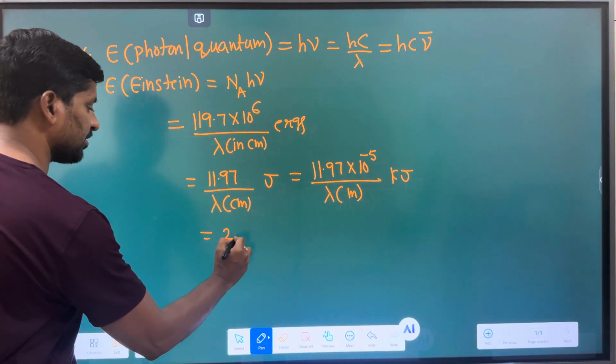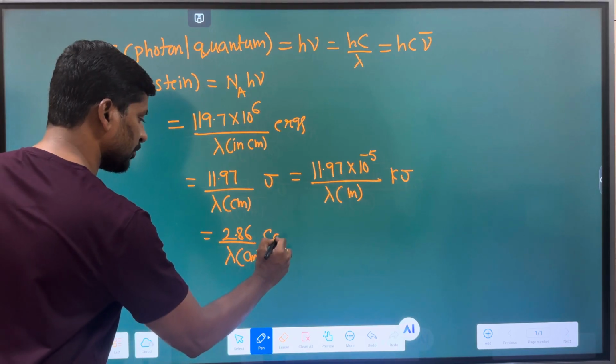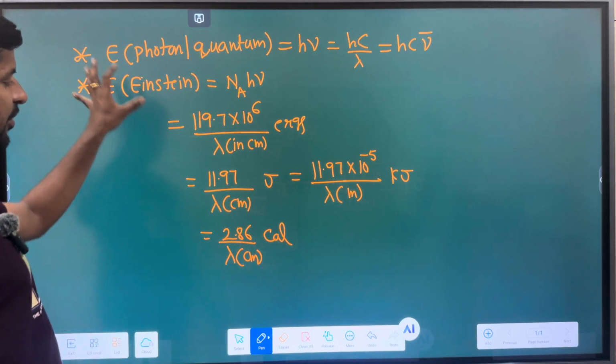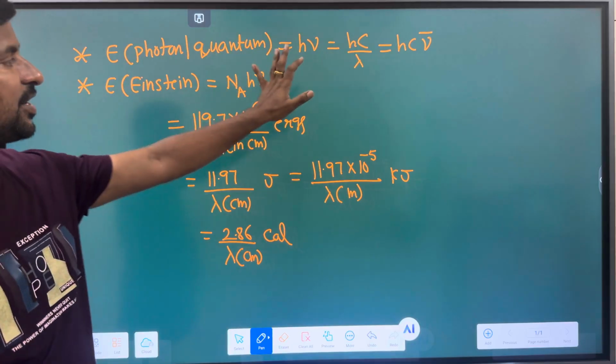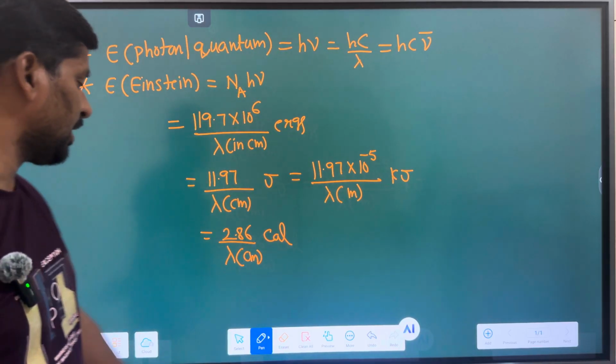If you want it in calories, 2.86 by lambda in centimeters, that we will get in calories. So these are the various expressions for Einstein energy. That is nothing but Avogadro number of photons' energy, called Einstein energy.